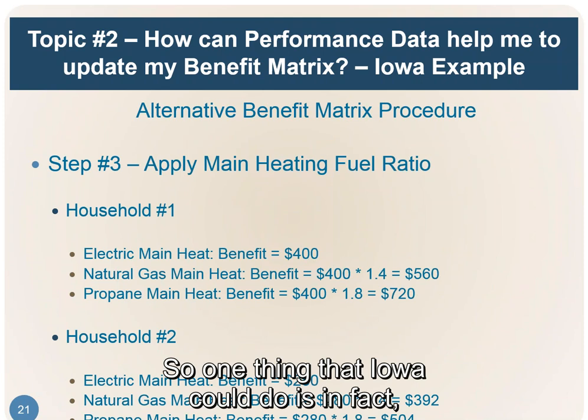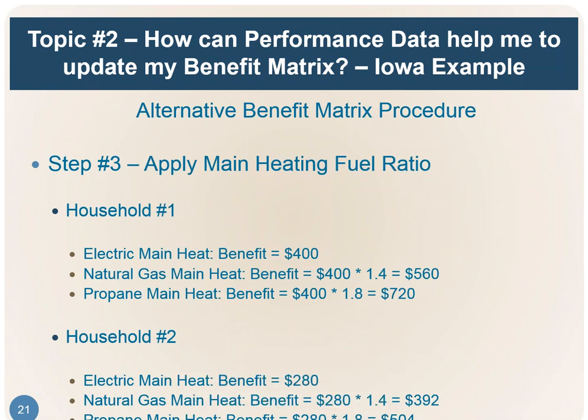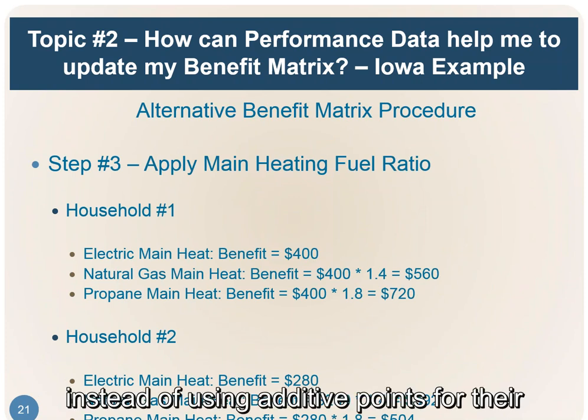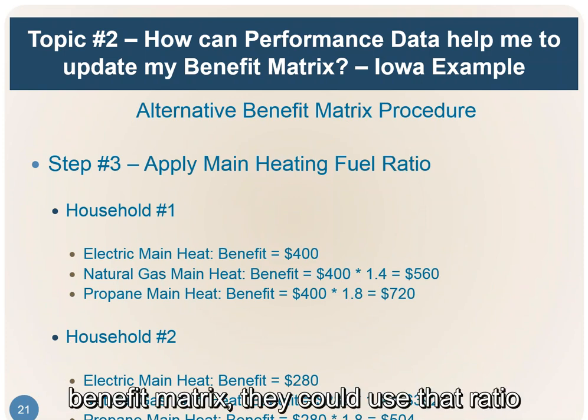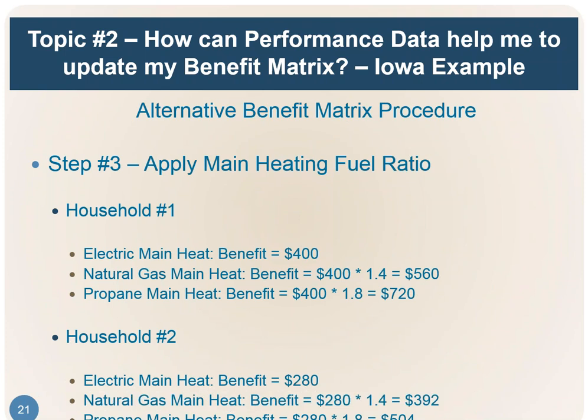So one thing that Iowa could do is, in fact, instead of using additive points for their benefit matrix, they could use that ratio of total energy bills.